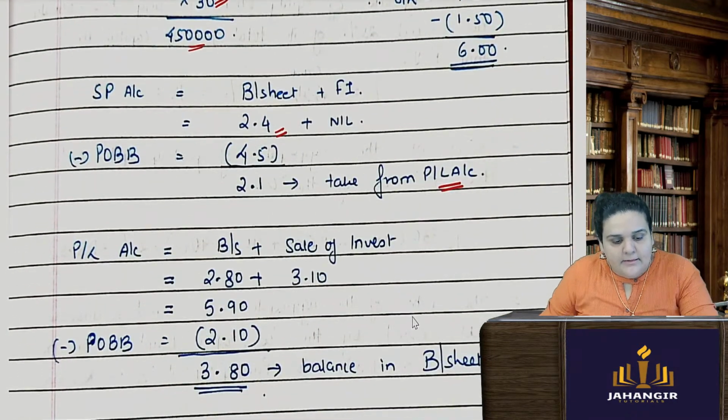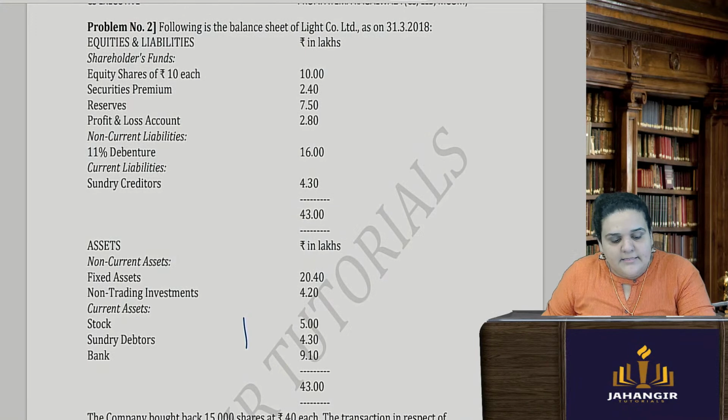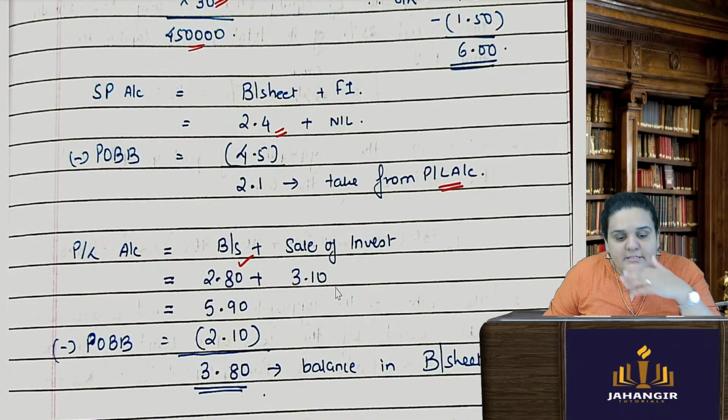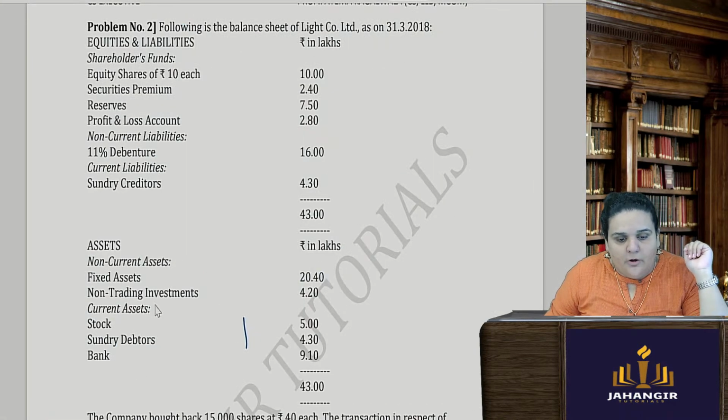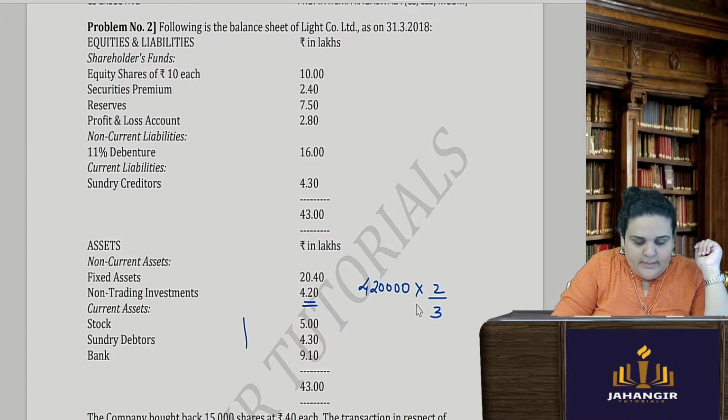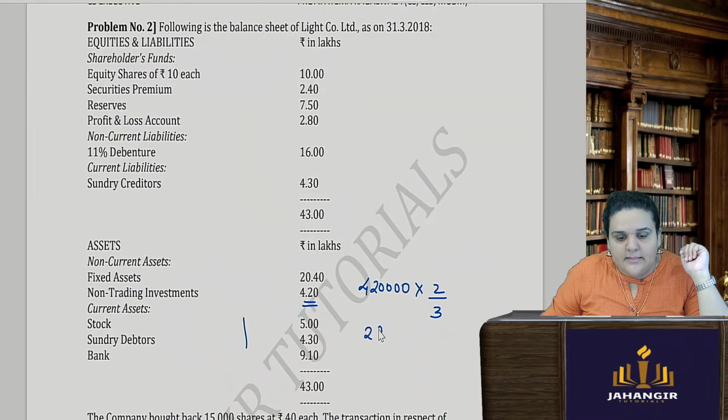Okay, now in the balance sheet, P&L is given 2,80,000, and when I sold my investment, my profit is 3,10,000. Now how? See, my non-trade investments is 4,20,000. I am selling 2/3 of it only. So 4,20,000 into 2 divided by 3. I have just sold 2,80,000 of the investment at cost, which I have sold at 5,90,000. Therefore, profit is 3,10,000. Okay, profit comes as 3,10,000.